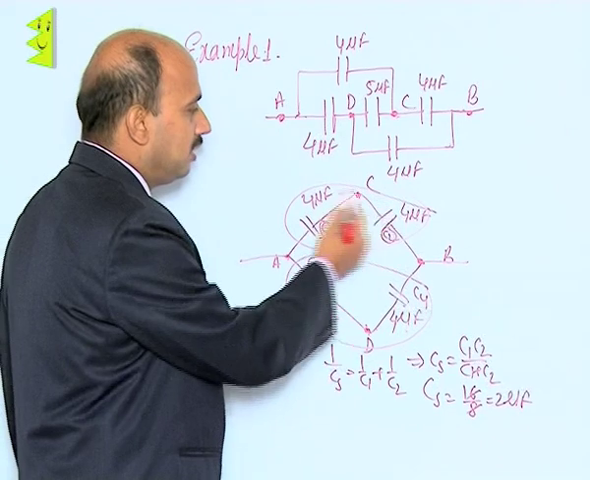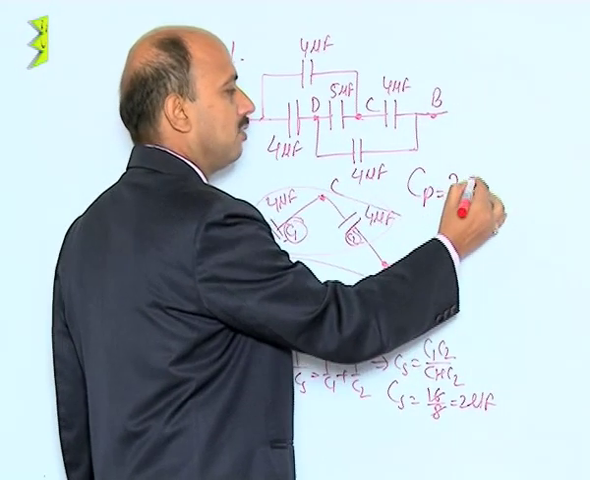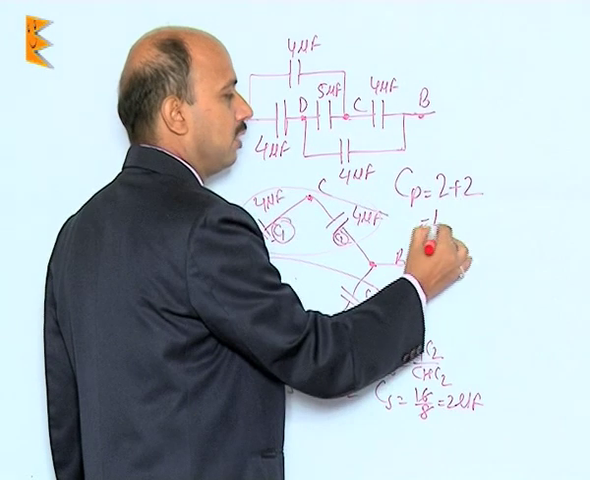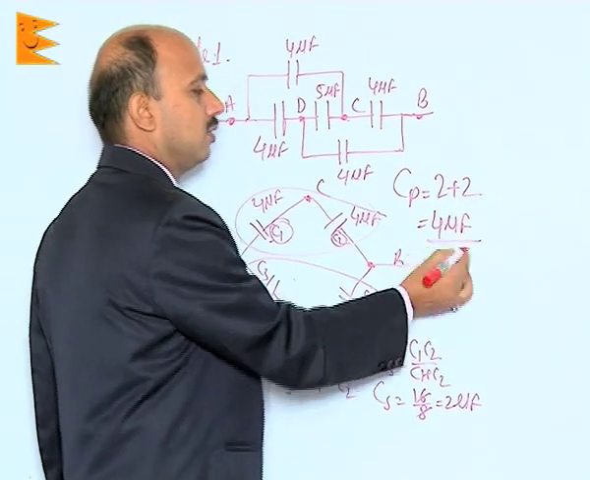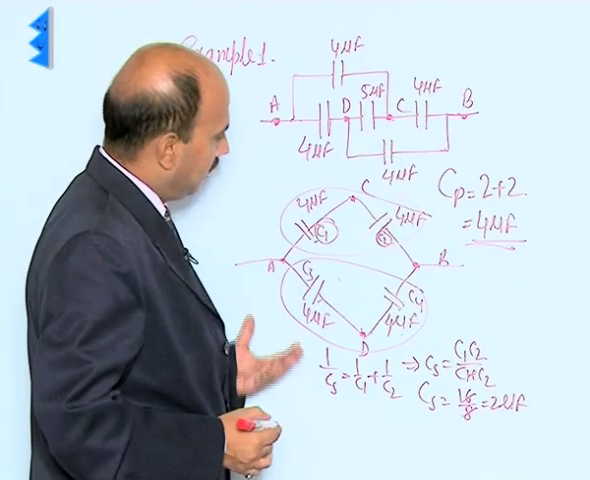Then this and this are in parallel, so the total capacitance can be written Cp is equal to 2 plus 2, that is 4 microfarad. So by this method we can calculate total capacitance between A and B.